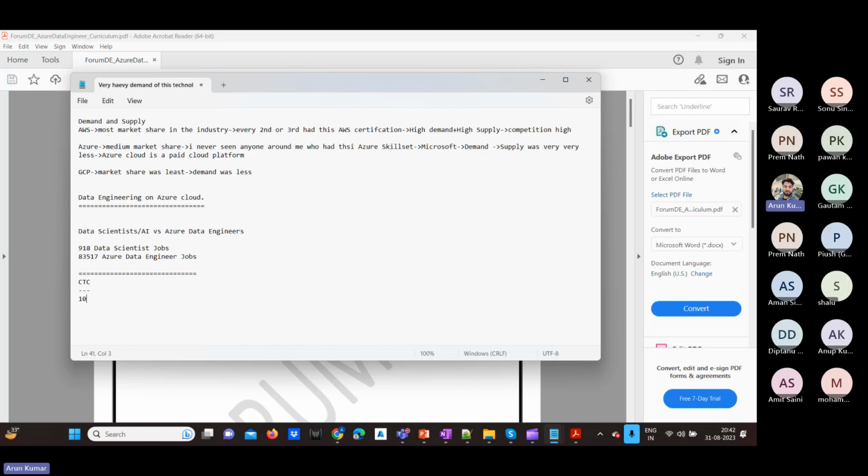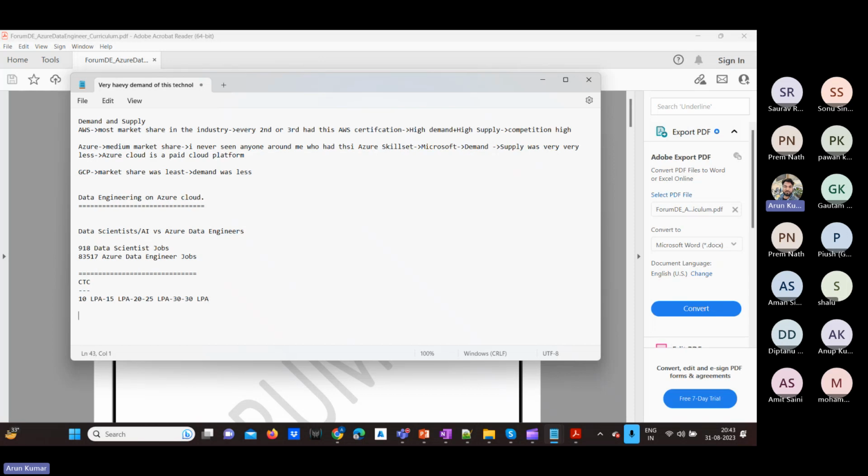Suppose you have a 10 LPA package. If you start switching, the next company will give you an offer of 15 LPA. While serving your notice period, you will take 2-3 more offers and it can easily go up to 20-25 lakhs. 20-25 lakhs is very normal in this Azure data engineering profile. You can easily cross 30-35 lakhs as well.